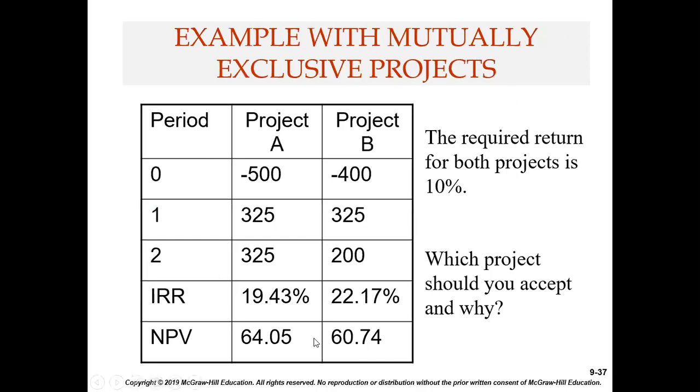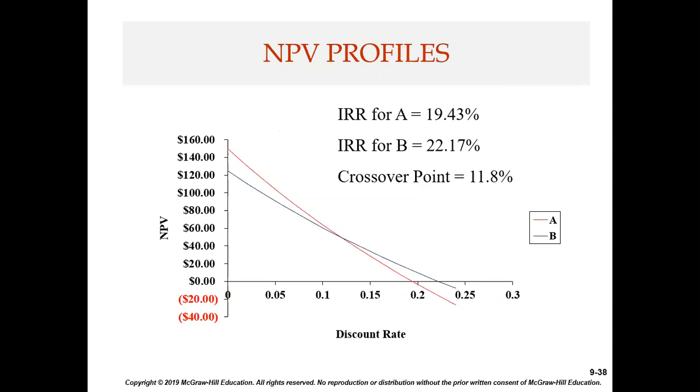So suppose you had two projects, project A and B. The internal rate of return for project A is 19.43%. For project B, it's 22.17%. Net present value is 64.05 for project A, but 60.74 for project B. Which one do you accept? The required rate of return for both is 10%. You accept the one, okay?